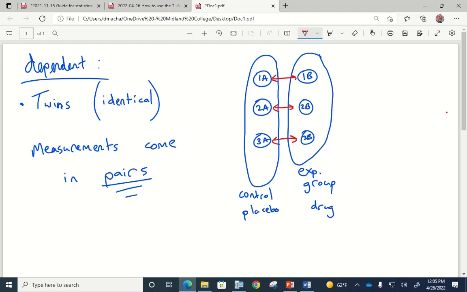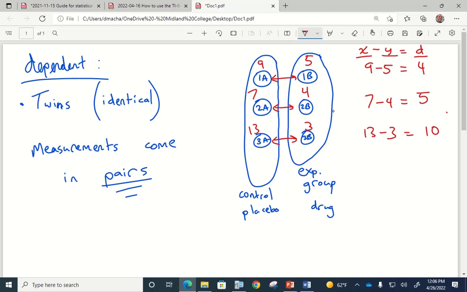Whenever you have measured data and you're collecting data in pairs like this, where it's dependent data, we're actually going to take, let me just come up with some numbers here. This one is going to be 9, 7, 13, and this one's going to be 5, 4, 3. We're actually going to calculate the differences. We'll do 9 minus 5, 7 minus 4, and 13 minus 3, and we'll get these differences. In each pair we just find the difference between the two.